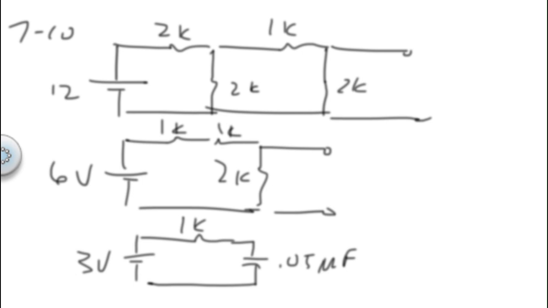Okay, now for 7-11, that's when it charges. And then for this one, we write the equation after the switch opens. So basically, it's sitting there in 10 with 3 volts on it, with 3 volts on the capacitor. So let's remember that.